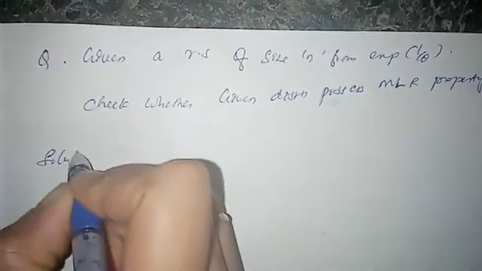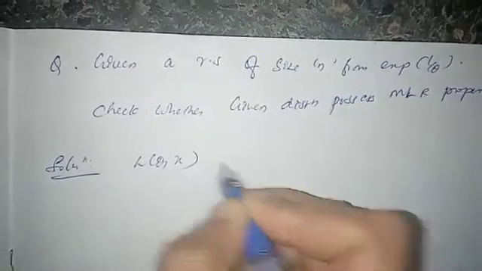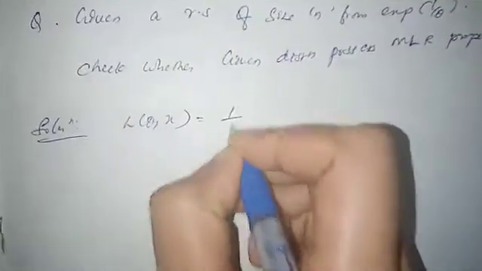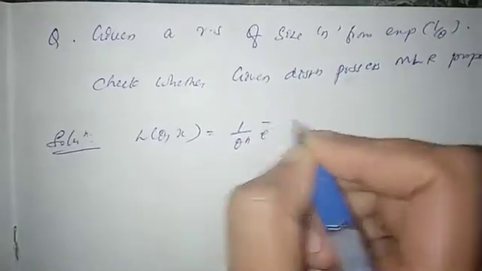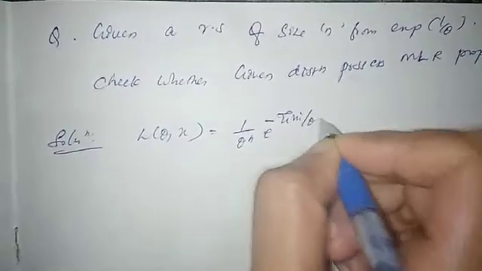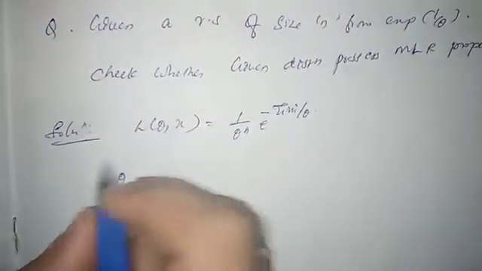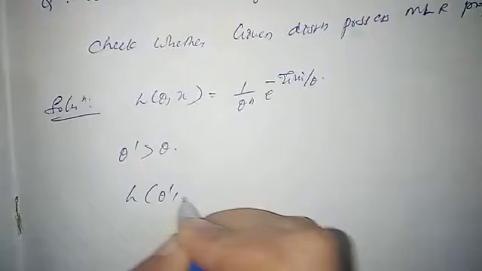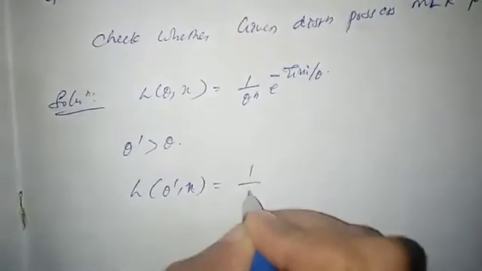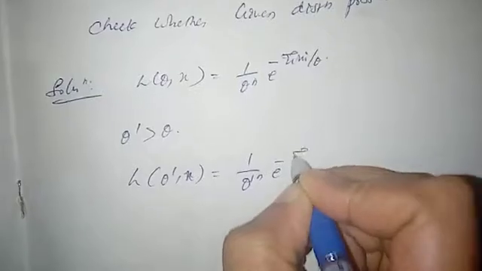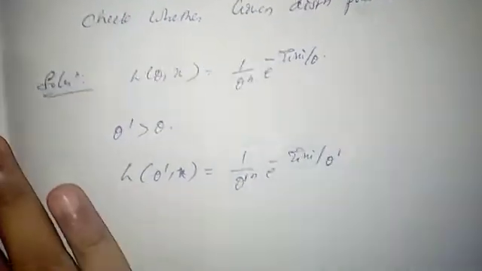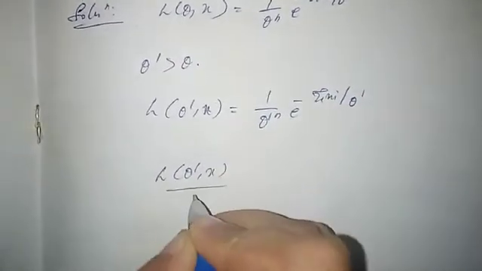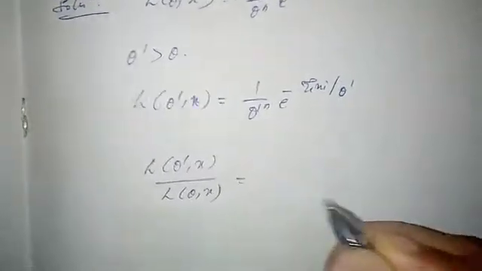Alright. So for that, first we have to write the likelihood ratio. The likelihood L of theta comma x, for exponential 1 by theta, is 1 by theta power n e power minus summation xi divided by theta. Here theta dash is greater than theta. Then the likelihood under theta dash is 1 by theta dash power n e power minus summation xi divided by theta dash. Then we have to obtain the ratio, likelihood under theta dash x over likelihood under theta x.